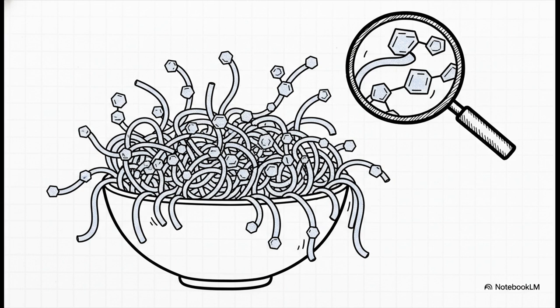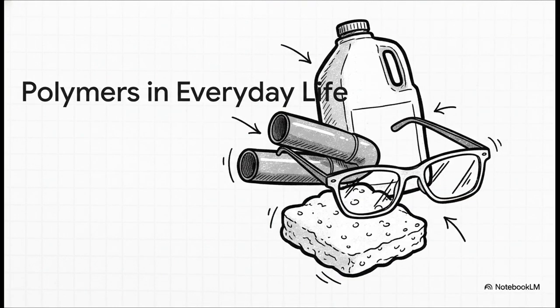The true magic is that by engineering these chains, how long they are, how they're tangled up, we can create materials with a massive range of properties, from super stretchy to rock solid. And you know these materials intimately, even if you don't know their names. The humble milk jug? That's polyethylene. The PVC pipes inside your walls? That's a polymer. The lightweight polystyrene packaging that protects your new electronics? Yep, that too. Even the polycarbonate that makes your eyeglasses shatterproof. Polymers are, quite simply, everywhere.